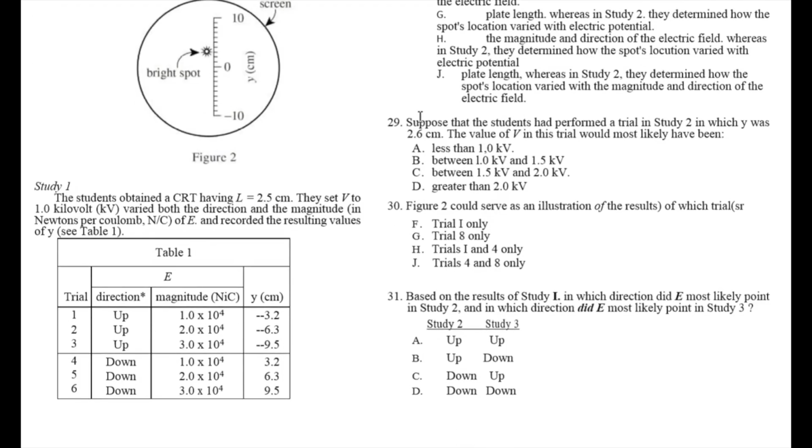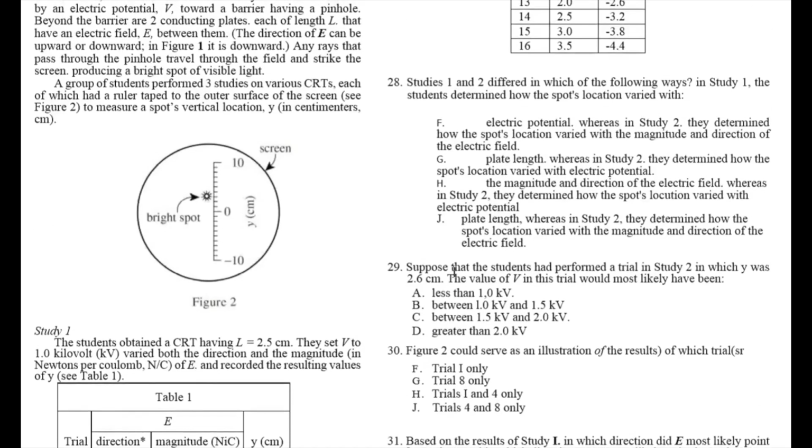So we can just go down to the definition for study 1. The students obtained a CRT having a certain length. They set V to a certain kilovolt, and they varied both the direction and the magnitude in some units. And we can see that here, the direction is the same and then it changes, and the magnitude changes. So they varied indeed the direction and the magnitude. We'll go back to the question and see what answers are relevant. They varied electric potential, not that. Plate length, not that. The magnitude and direction, they did vary that, and therefore answer H is the correct answer.